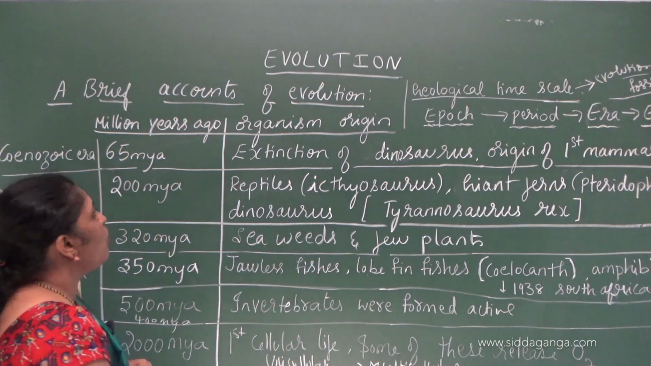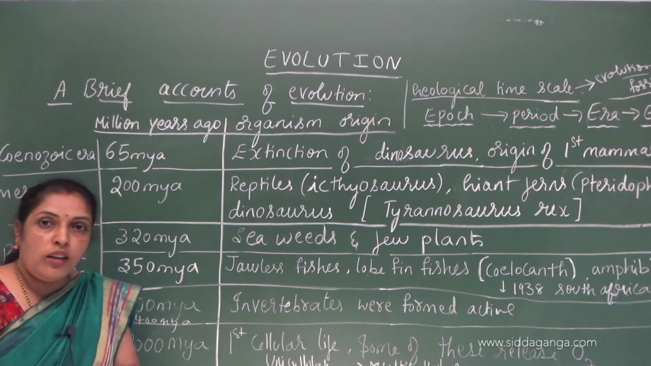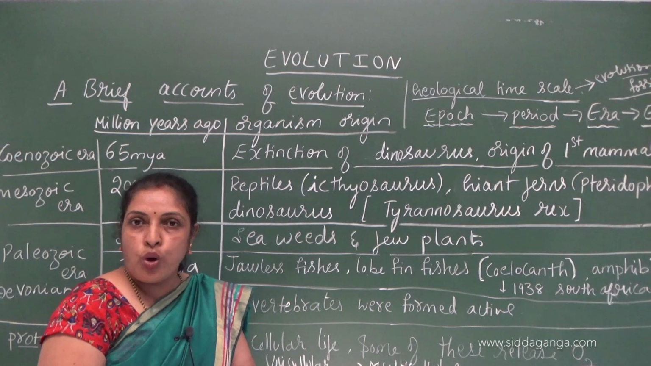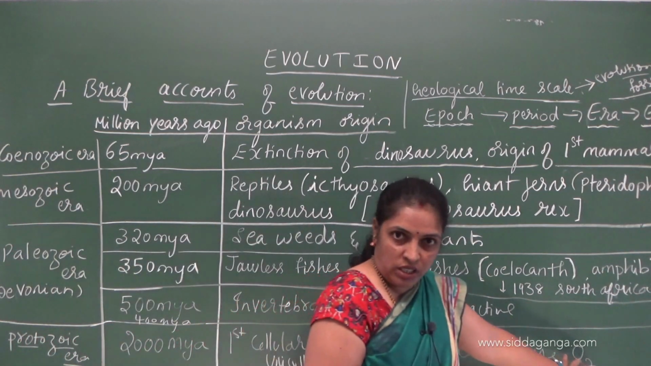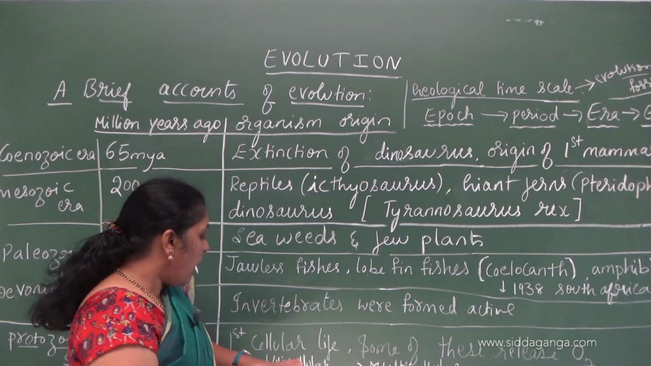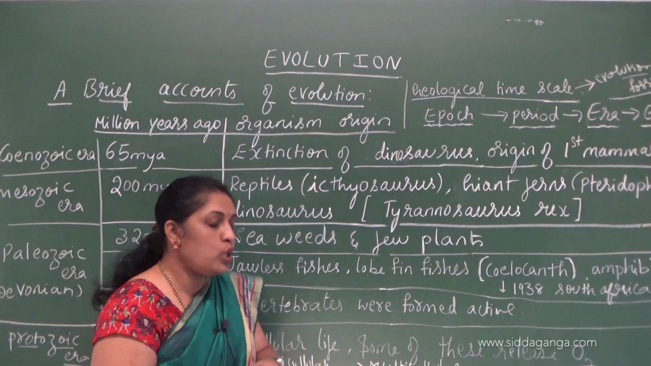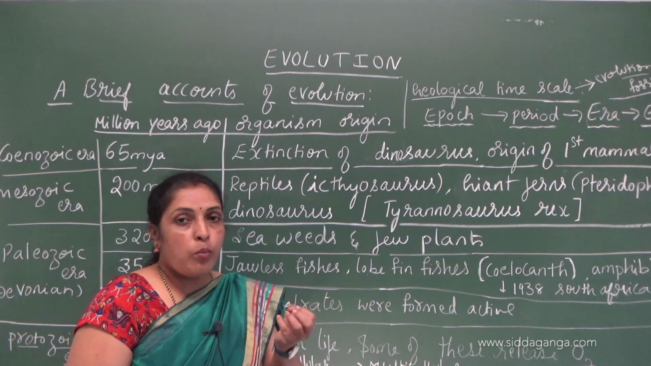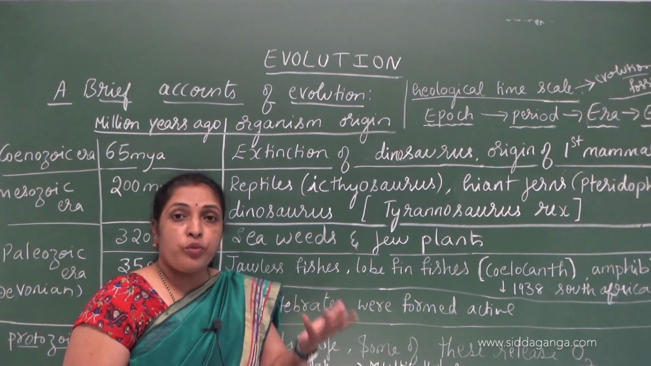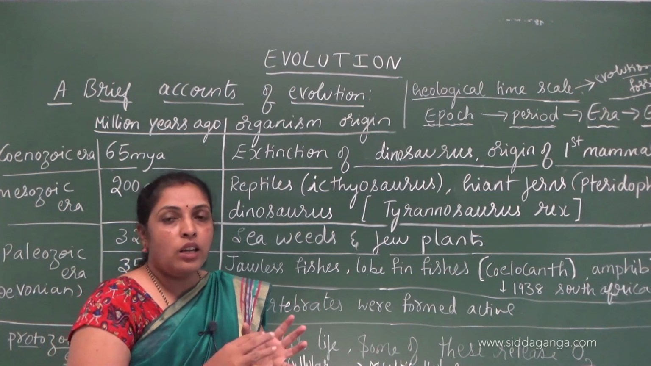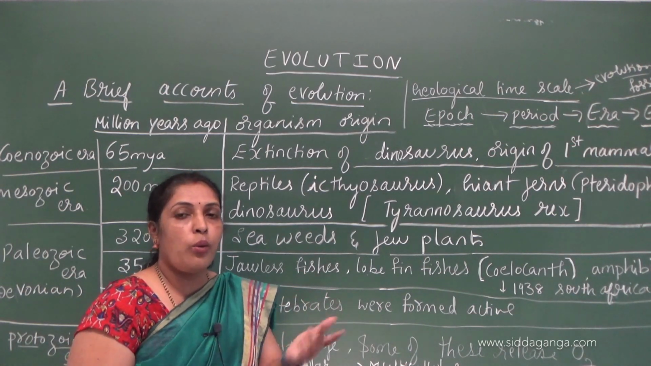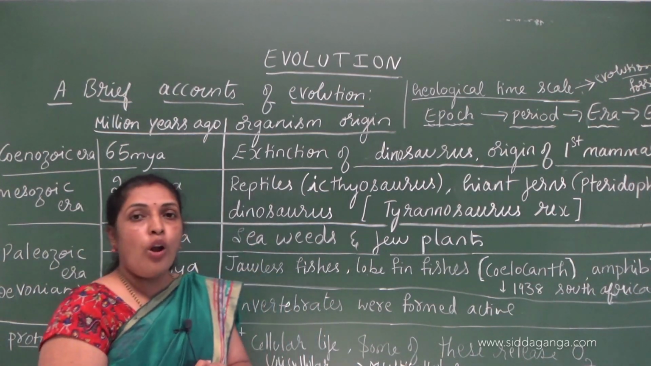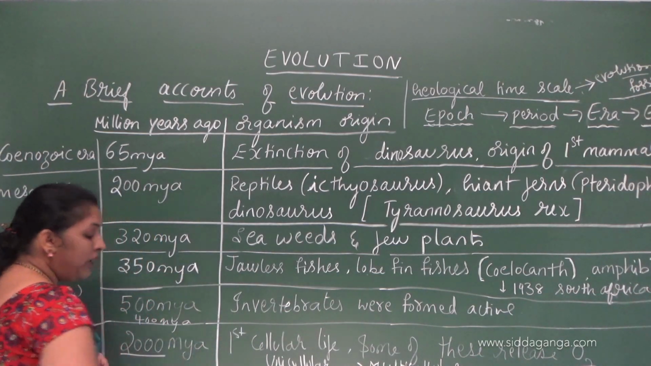So, coming to the brief account of evolution. 2000 million years ago, the first cellular life form originated in water, and they were able to release oxygen, like what we see in the photosynthesis reaction. And these unicellular organisms gave rise to multicellular organisms. What we discussed in Stanley Miller's experiment: first the monomers were formed, then polymers, then once the DNA formed, replication started. Like that, unicellular organisms started grouping together and gave rise to multicellular organisms nearly 2000 million years ago.